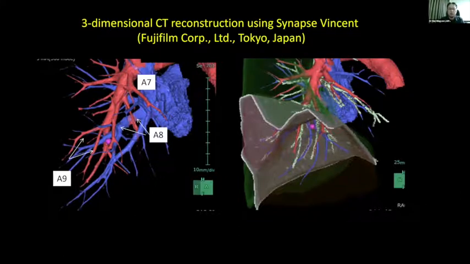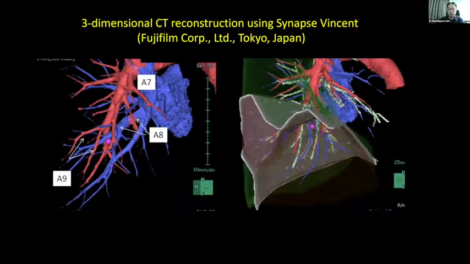This is Synapse Vincent made by Fujifilm Corporation, Tokyo, Japan. So we can easily make a 3D reconstruction like this. So you can see this is a tumor. If I click the A8 and A9 branch, I can make a 3D virtual intersegmental plane like this. In addition, in this workstation, we can measure the surgical margin from the tumor to the closest intersegmental plane. So now we can easily decide the surgical procedure.